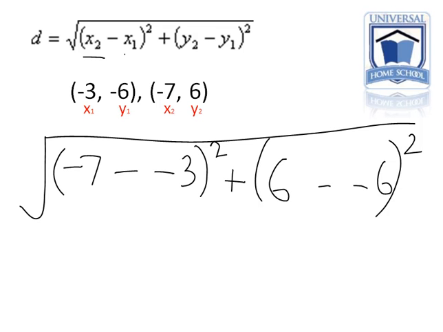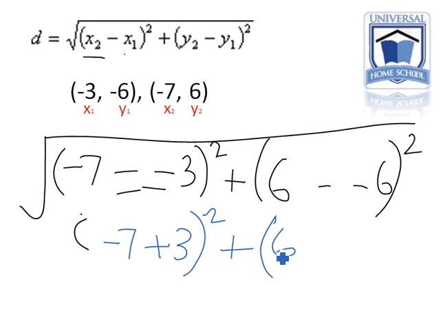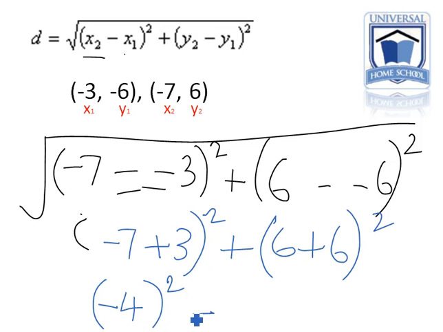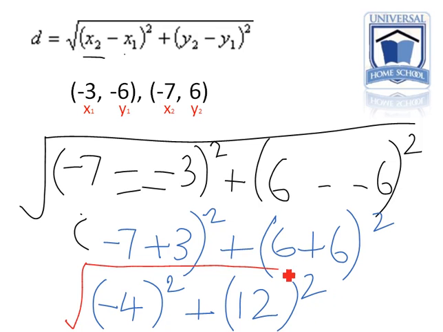Let's work this out. First of all, let's make it simple. -7, these two negatives here become a plus. So that would be -7 plus 3, close the brackets, plus 6, and these two negatives become a positive, 6 squared. Now, -7 plus 3 would equal -4. Squared, plus 6 plus 6 would equal 12 squared. And don't forget, all in the square root sign.